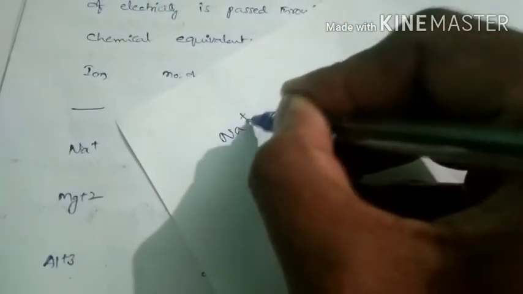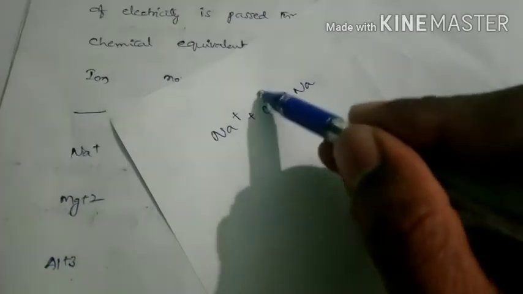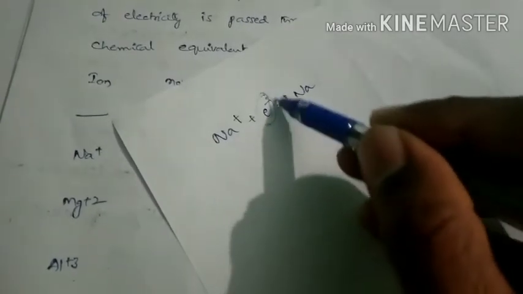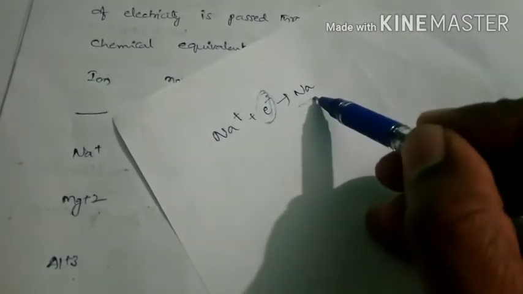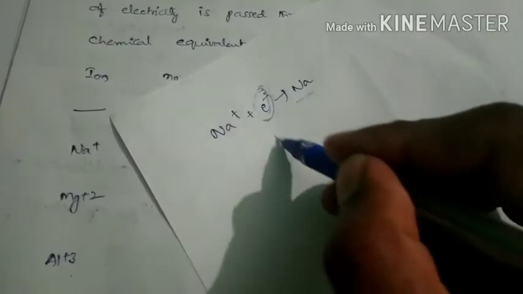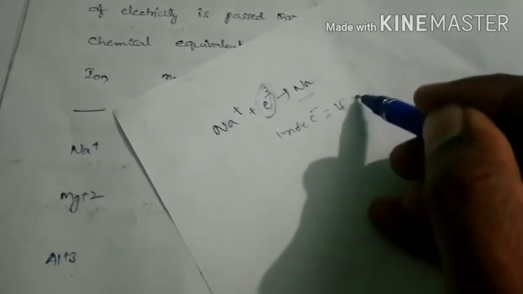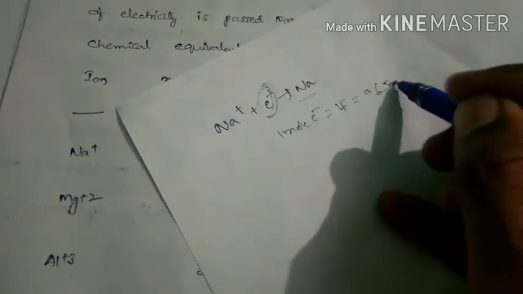As per the reaction, you can write like this: Na plus electron gives rise to Na. This means if you pass 1 mole of electrons, not 1 electron, 1 mole of electrons, then you get 1 mole of sodium. Here 1 mole of electrons is called 1 Faraday, which is equal to 96,500 coulombs.